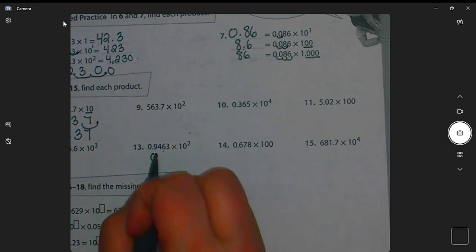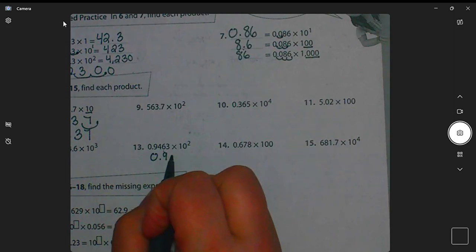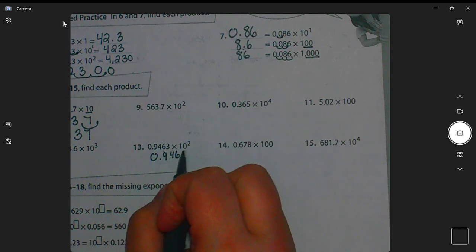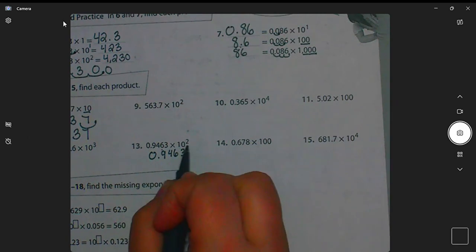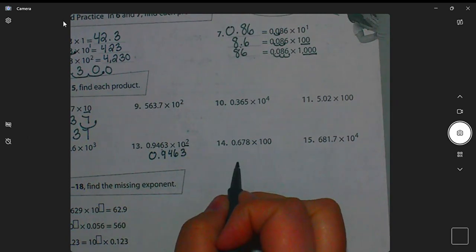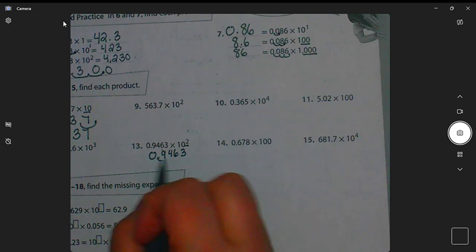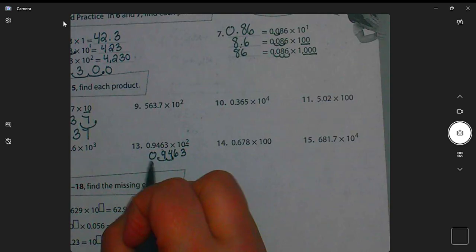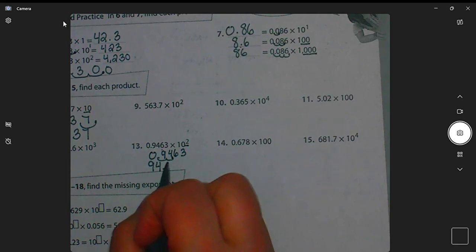So I'm going to write my decimal again. 9 in the tenths, 4 in the hundredths, 6 in the thousandths, 3 in the 10,000ths. My decimal is moving how many places? Right, 2. 1, 2. So I get 94 and 63 hundredths.